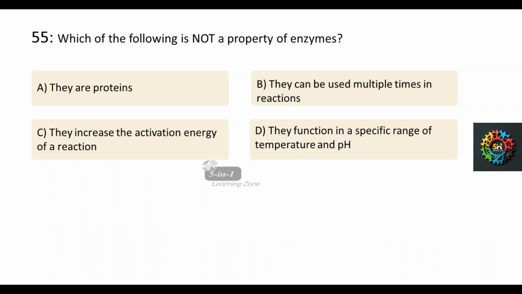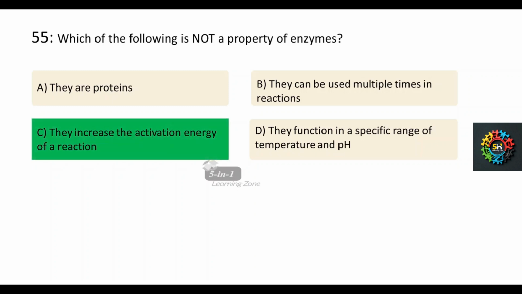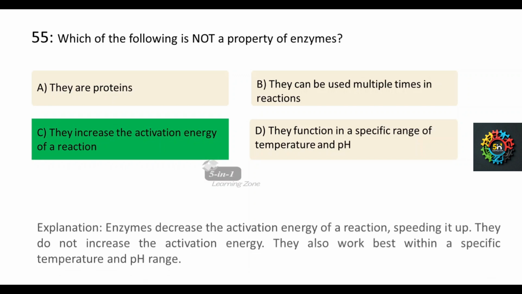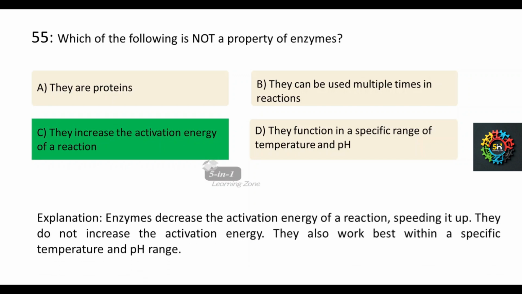55. Which of the following is not a property of enzymes? Answer: C. They increase the activation energy of a reaction. Explanation: enzymes decrease the activation energy of a reaction, speeding it up. They do not increase the activation energy. They also work best within a specific temperature and pH range.